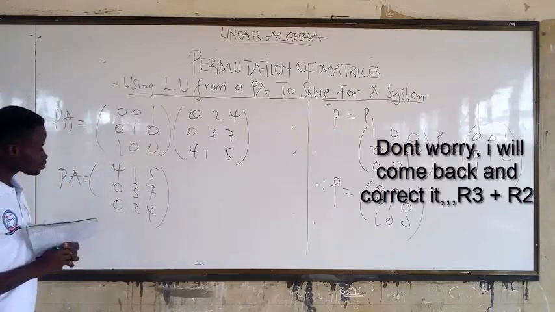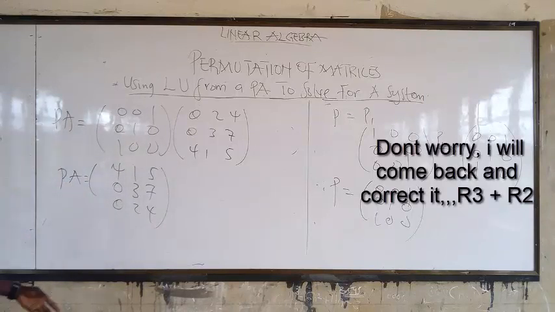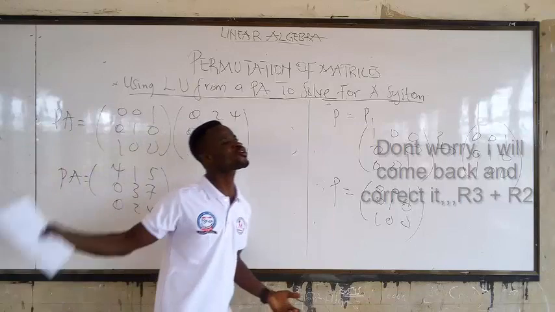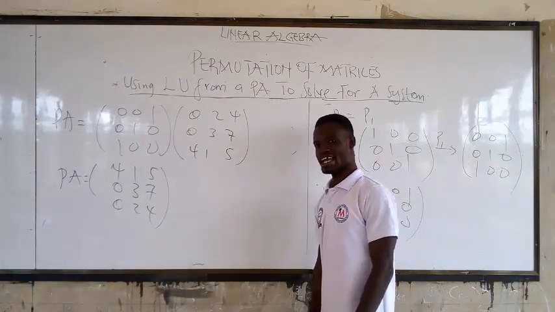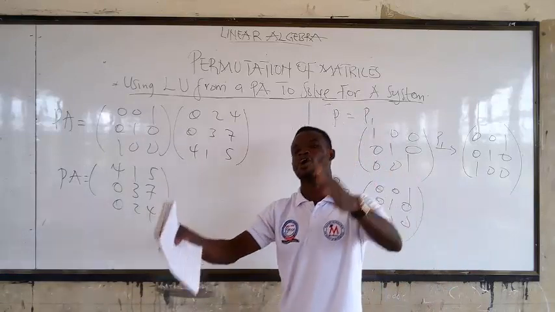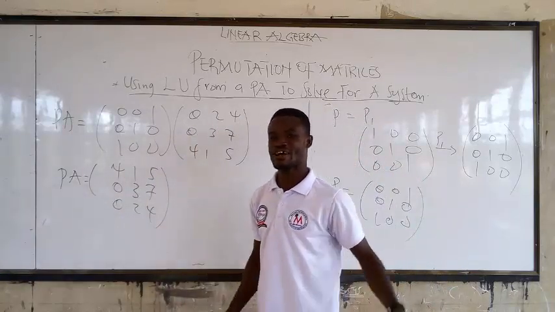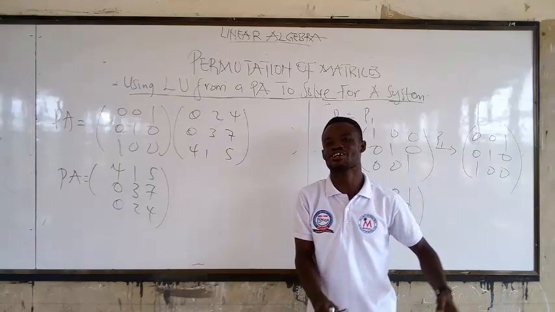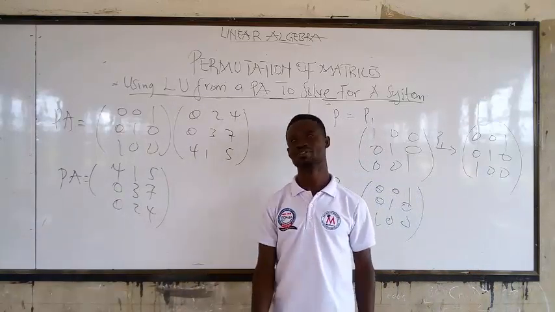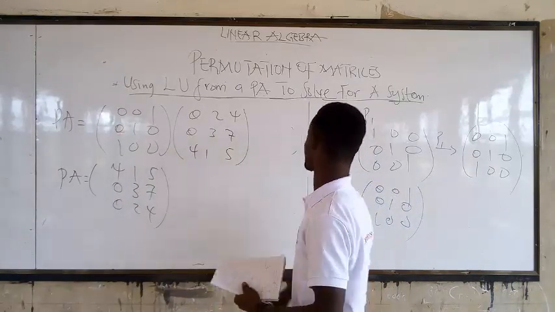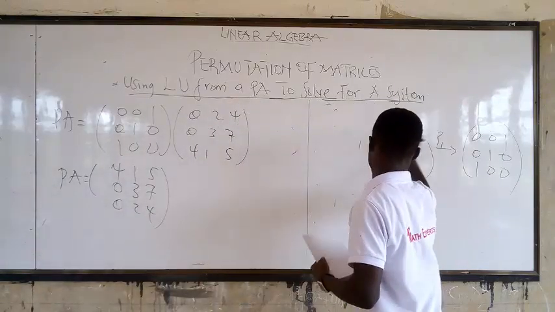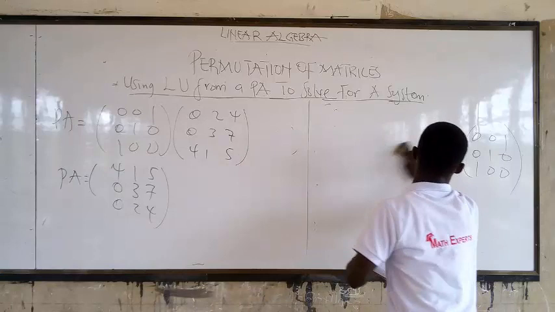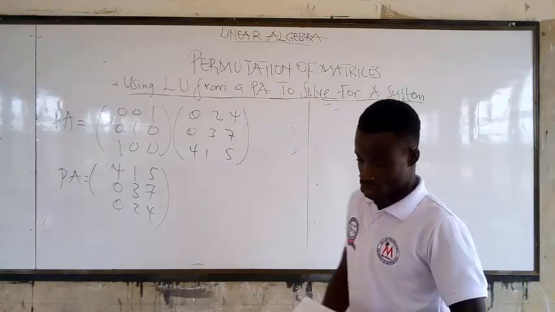So now, that's going to be the PA. So after getting the PA, then you now go and find the upper triangular matrix again, in order for you to get the lower triangular matrix, so that you can say that PA is equal to LU. Oh, beautiful. So now, use this one to go for your upper triangular matrix.